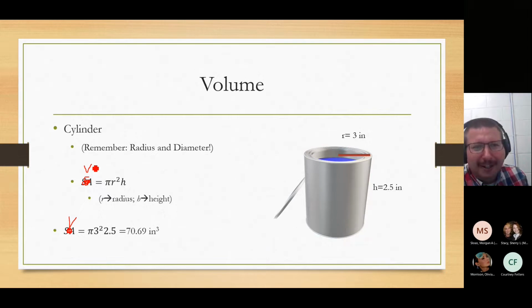No. So here's my volume formula for a cylinder. You take pi times radius squared times your height. So in this, let's say this is a paint can. How much paint is it going to take to fill it up? You hit your pi button times your radius squared, your 3 squared, times your height, 2.5, into your calculator, and you get 70.69.